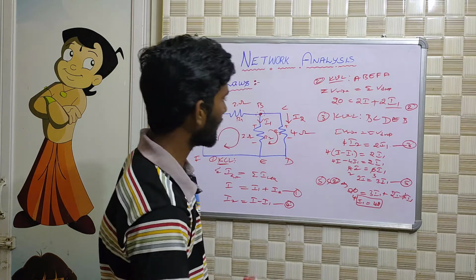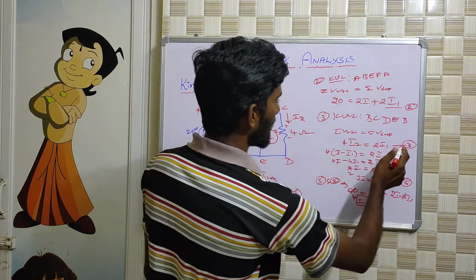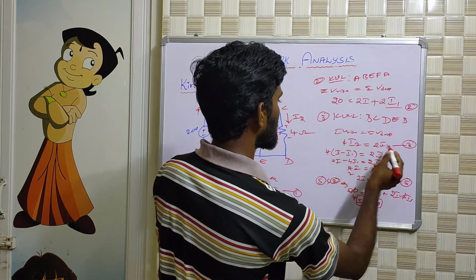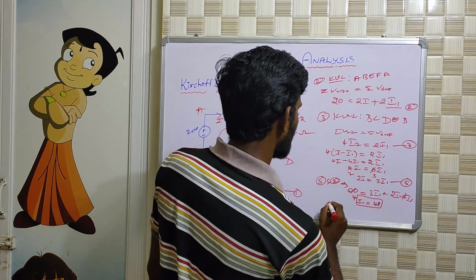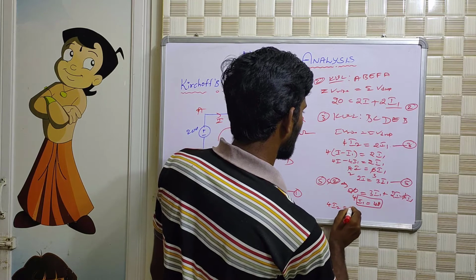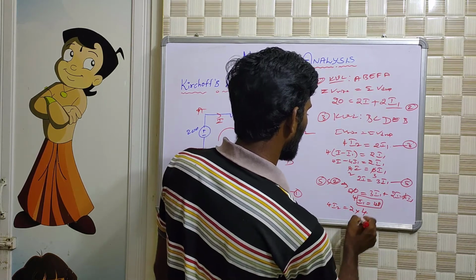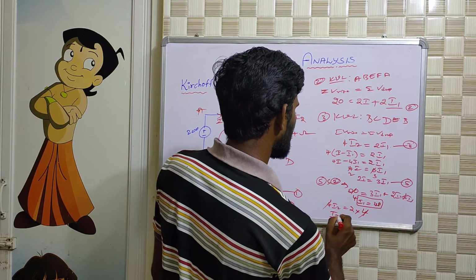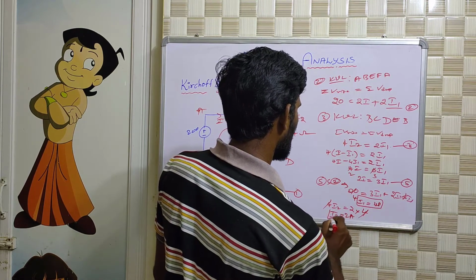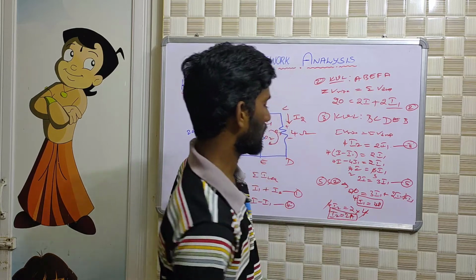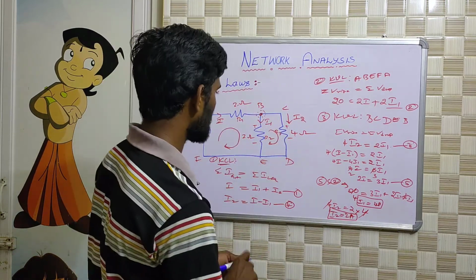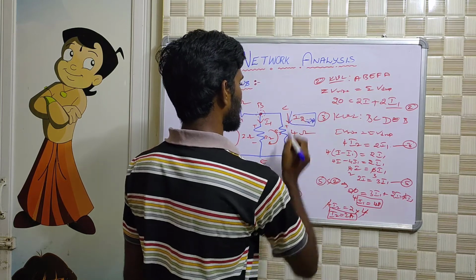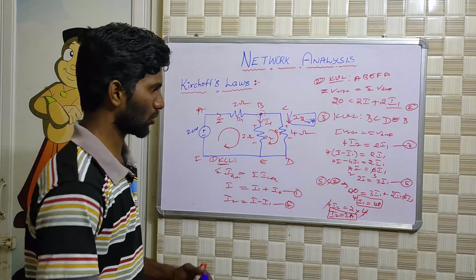But we need to find out I2. So from equation number 3, we have 4I2 is equal to 2I1. So therefore 4I2 is equal to 2 into I1, that is 4. So 4 ones are 4, cancel. So I2 is equal to 2 amperes. So this is our solution. I2 is equal to 2 amperes. So that is our final solution.